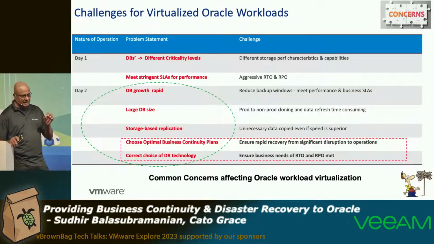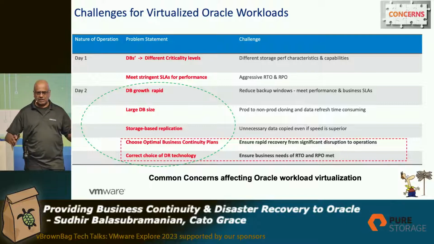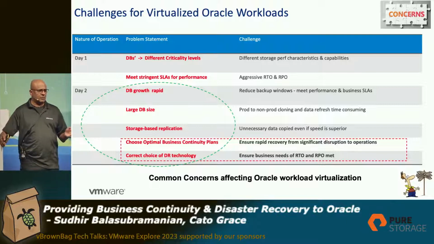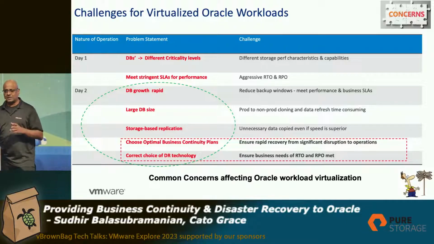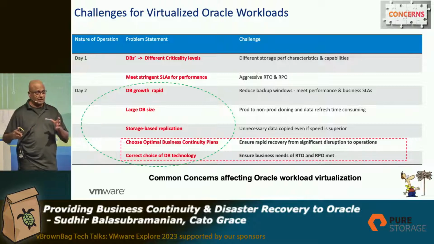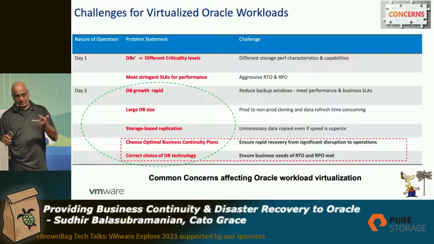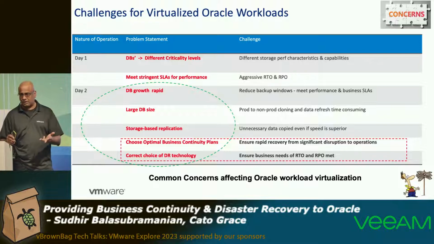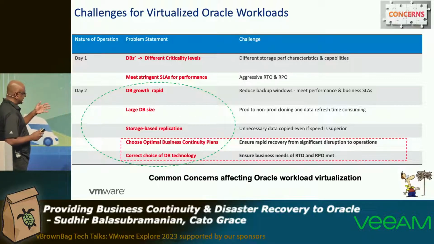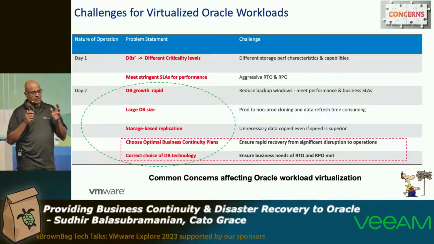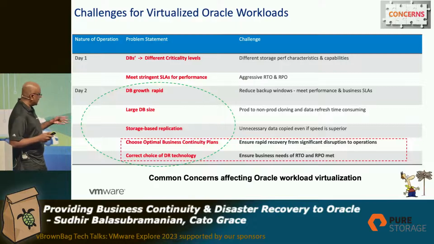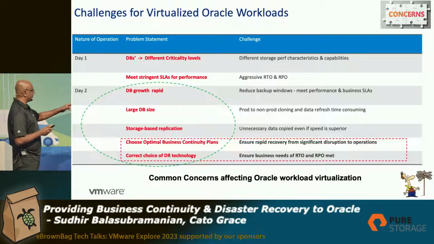Everybody has that notion that day one operations are very important, the installations, the configuration, and so forth. But you'll be surprised to know that day two operations are actually more important than day one, especially your patching, the restores, the cloning, the refreshes, and if you have to do data masking. So at some point, the ask is, I need to choose the best or the optimal business continuity solution. I have to choose the correct choice of DR.